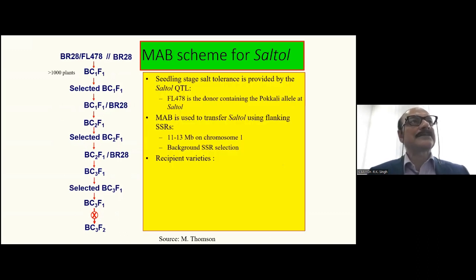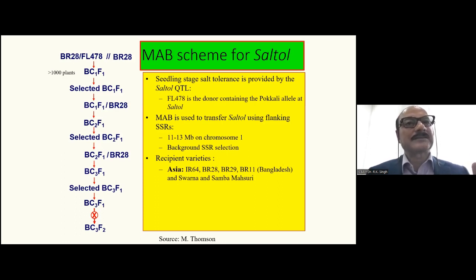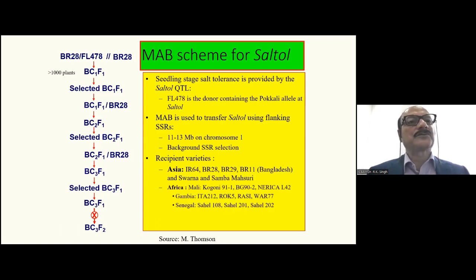The first variety was BR28, a mega variety in Bangladesh, into which the stress tolerance gene was transferred through marker-assisted breeding. That was the first one. Later on, there were many other varieties in Asia: IR64, BR29, BR11, Swarna, and Samba Mahsuri was also converted, called Samba Mahsuri plus the salinity tolerance QTL Saltol, Swarna plus Saltol, something like that. And in Africa also, we had many varieties in progress with the salt-tolerant marker.